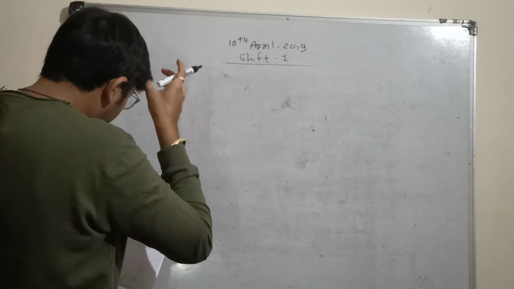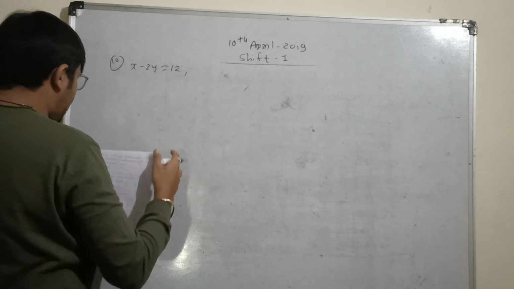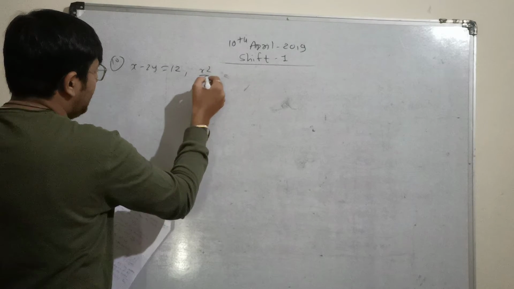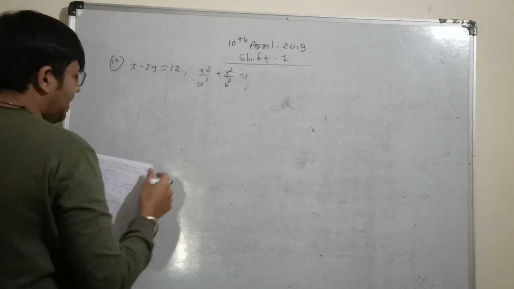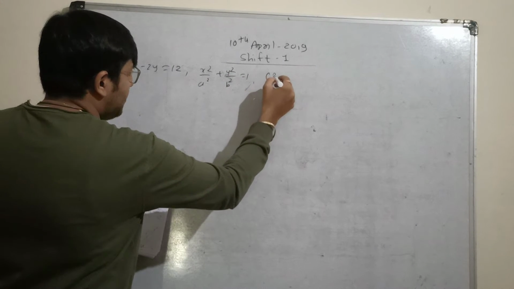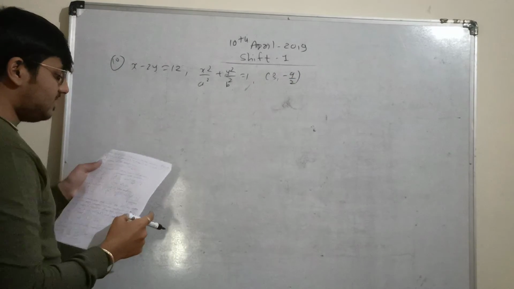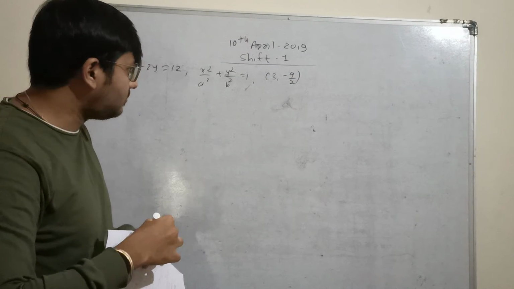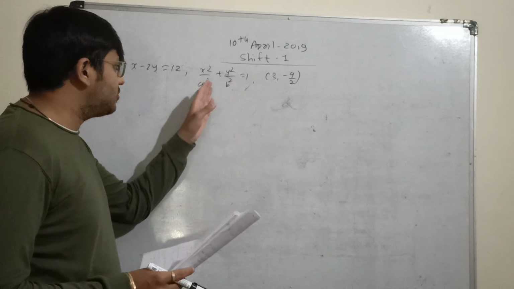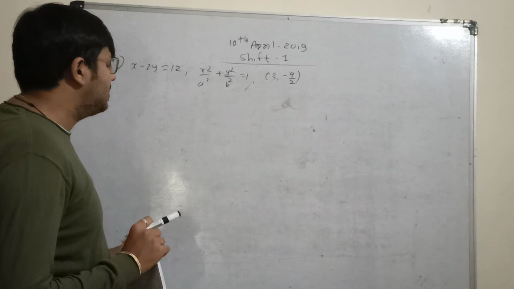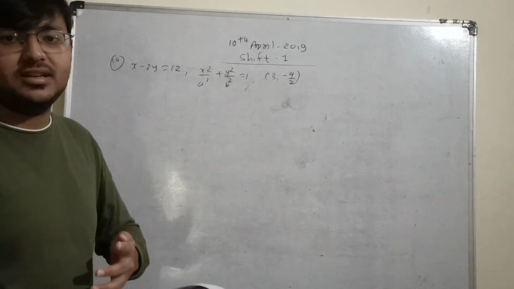In the next question, a line x minus 2y equals 12 is the tangent of an ellipse x square by a square plus y square by b square equals 1 at a point (3, minus 9 by 2), which is also given to you. Then we have to find the length of its latus rectum. The point is on the ellipse, and at that point the tangent equation is given to you.